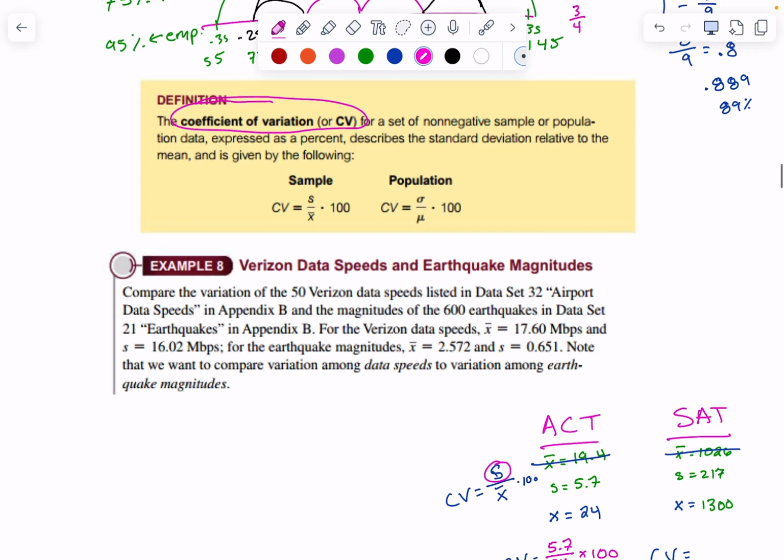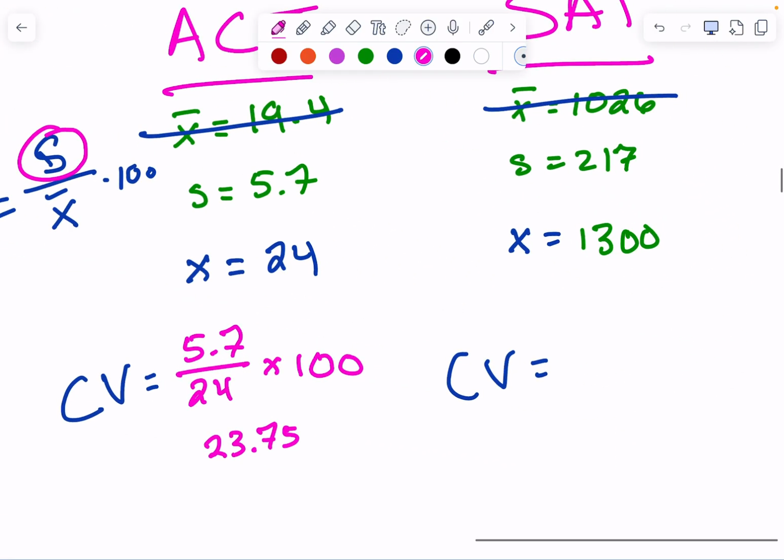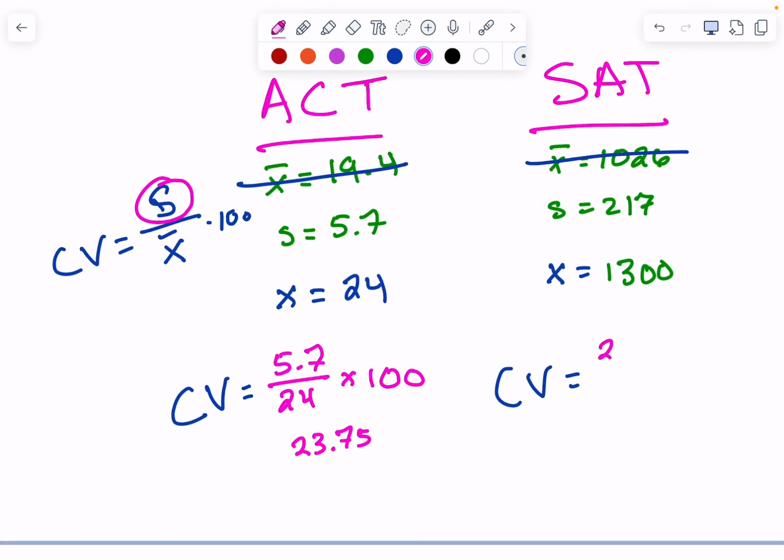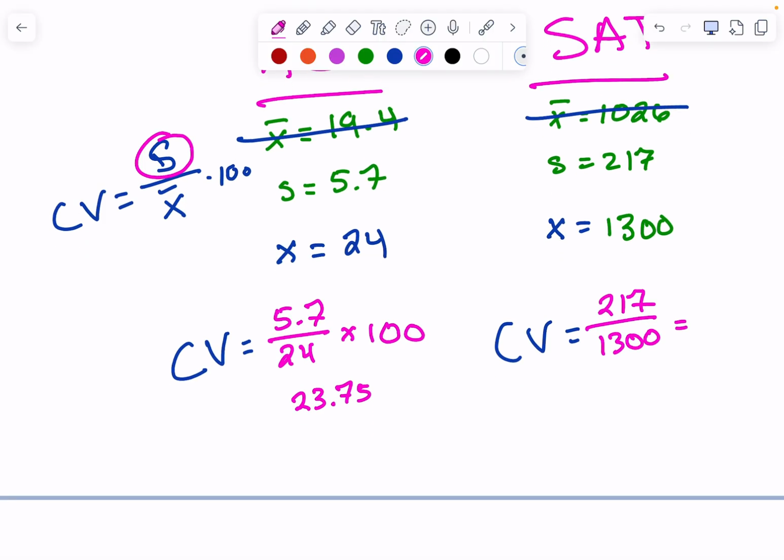Okay, hold on. Just wait a second. Let's do it. The ACT score is better. 217 over 1300. No, 16.69.